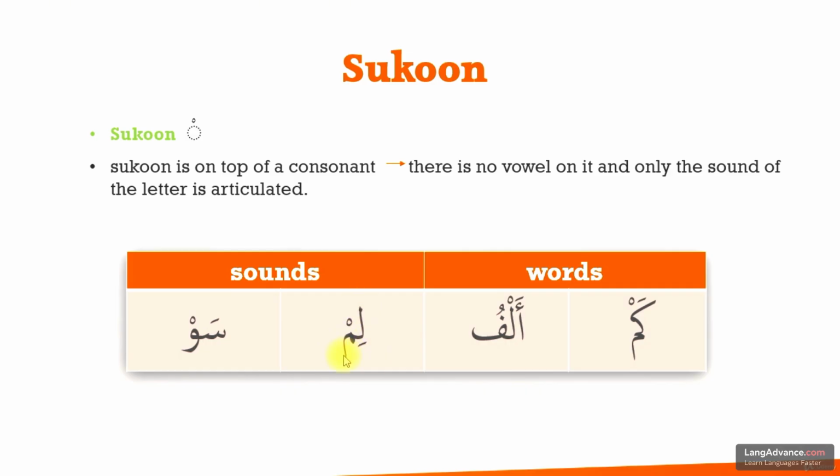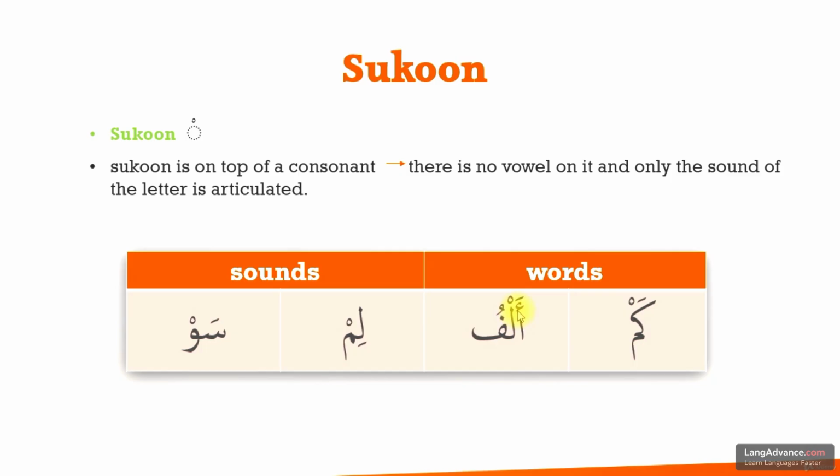Lam kasra is li, and mim sukun is m. So just the sound m. So the two letters together will become lim. So we just hear the m. We don't hear any ma, mi, or mu. It's lim.